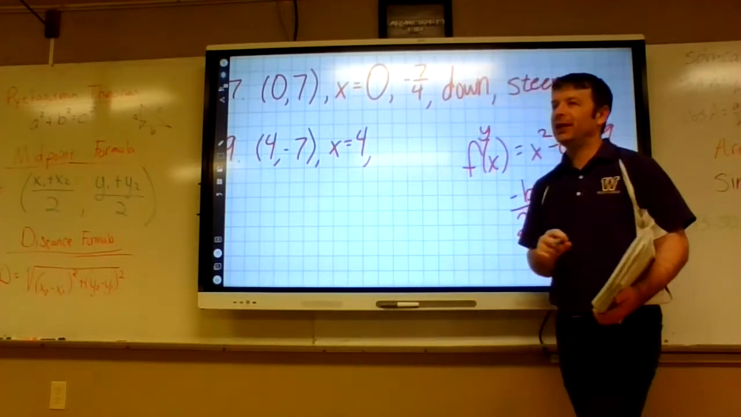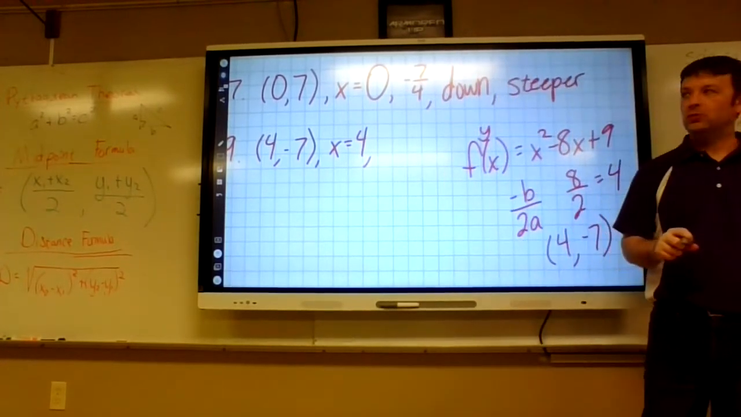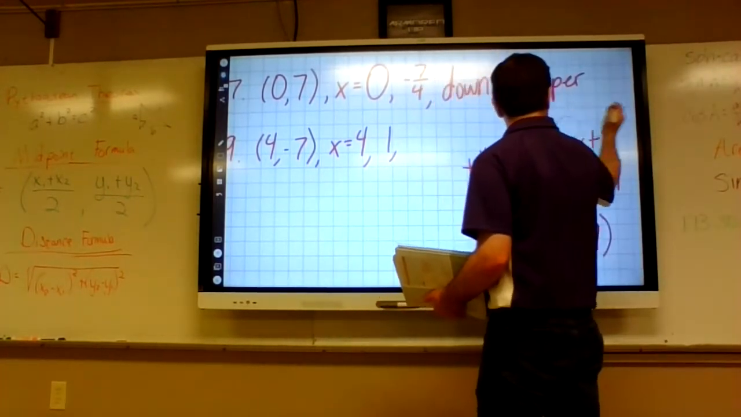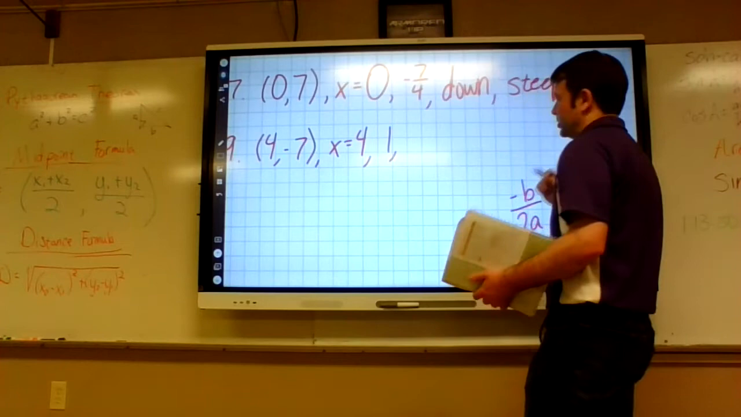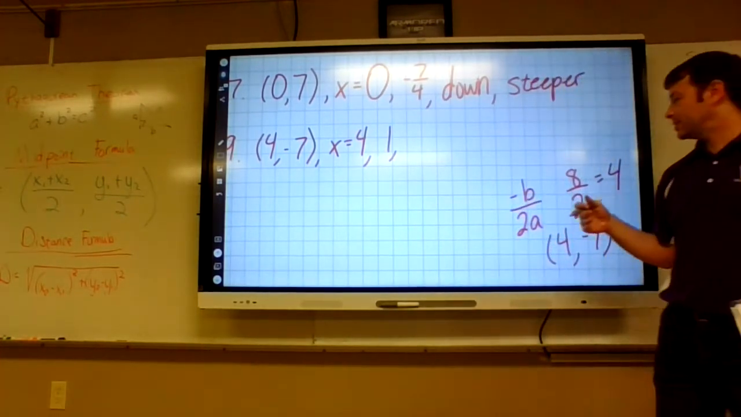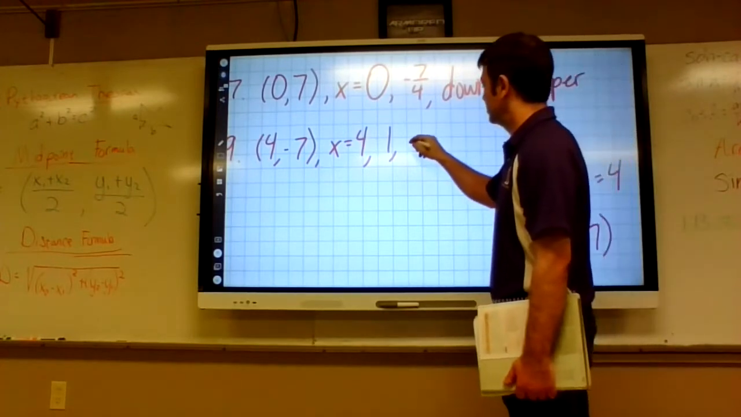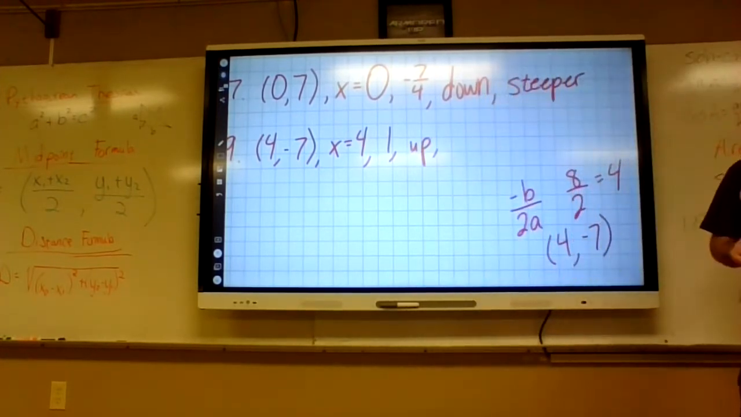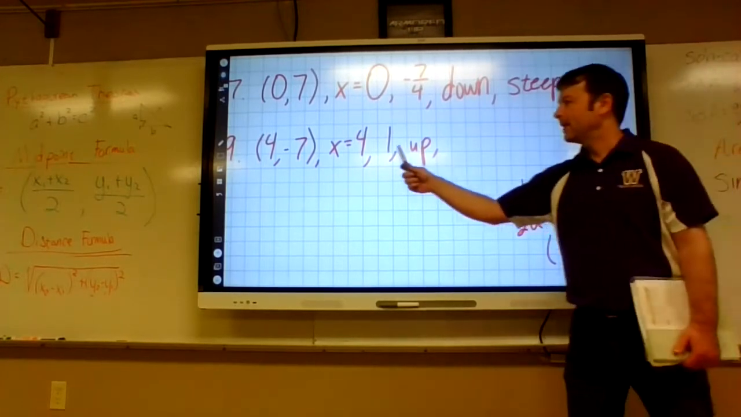What is the a value? 1. Is the graph going to open up or down? Up. If the x squared is positive, doesn't matter what everything else is doing, it's going to go up. X squared is more powerful than the x term. Anyways, is it going to open up steep, flat, or normal? Normal, because the a is 1.